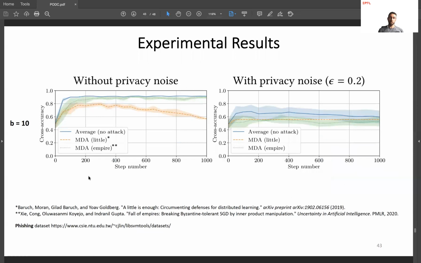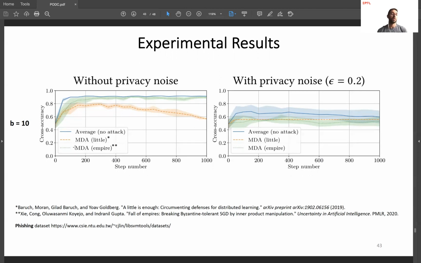So these are the experimental results. We take the phishing dataset and we train a logistic regression model in a distributed framework in two scenarios: without privacy, and in a private scenario with epsilon equals 0.2 and delta equals 10 to the minus 5. And in each case, we compare the blue curve, which is the no attack case, so when there is no Byzantine behavior in the network and we just average the received gradients at the server, with two additional curves which correspond to the cross-accuracy curves when there are state-of-the-art attacks executed by the Byzantine nodes. These attacks are A Little Is Enough and Fall of Empires.